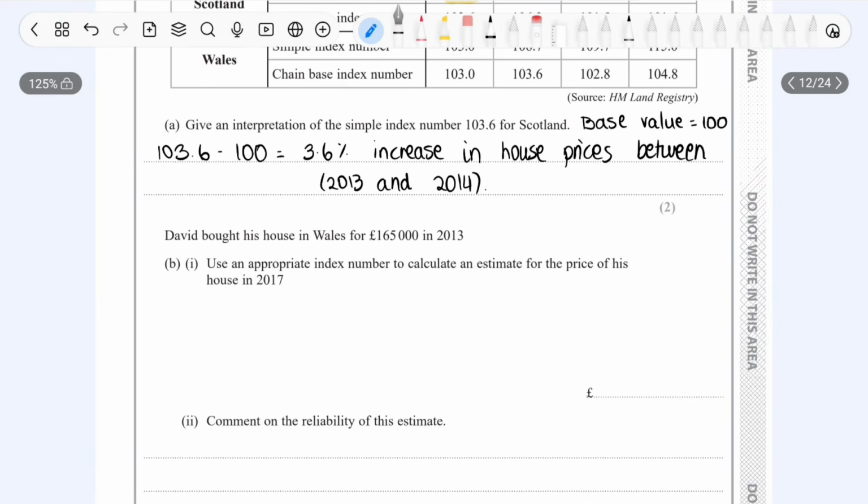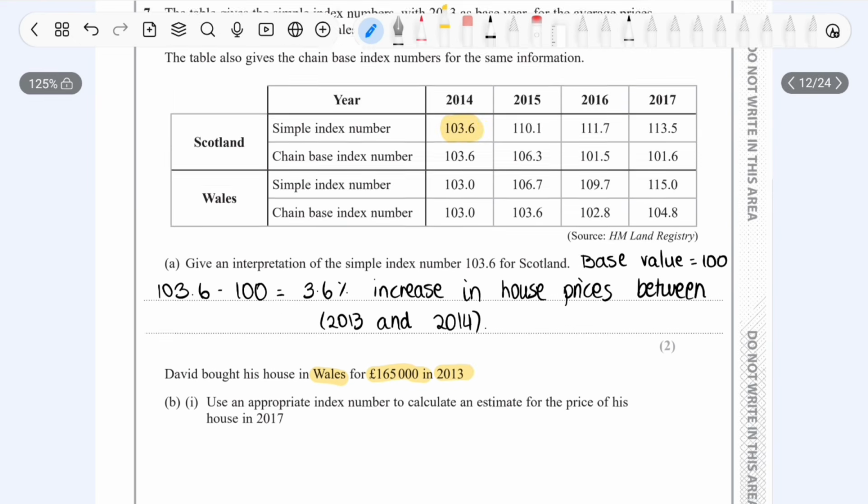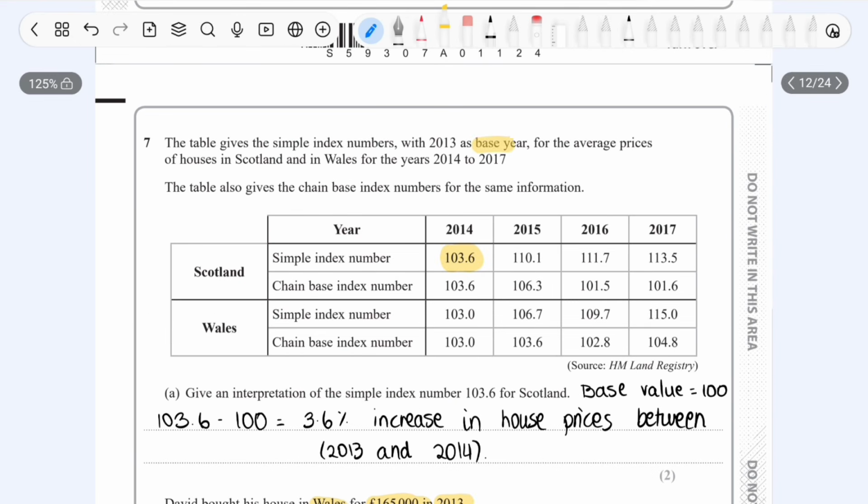David bought his house in Wales for £165,000 in 2013, using an appropriate index number to calculate an estimate for the price of his house in 2017. Let's highlight the key information. Here, Wales, the actual price, and we know that it's in 2013. 2013 is important here because that is the base year.